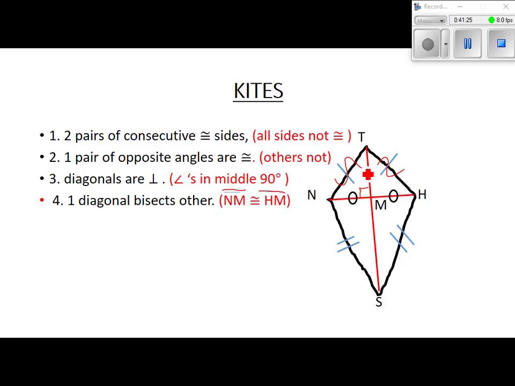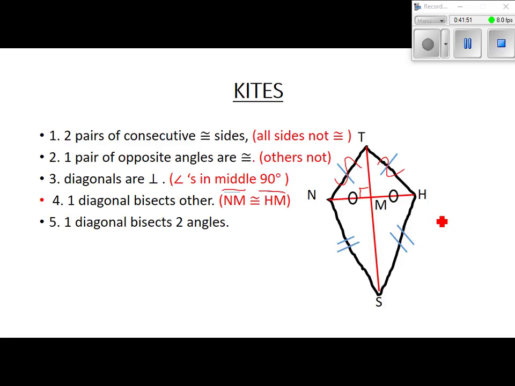How about this other diagonal? Is it being bisected? When I look at this, is this part the same as this part? No. These two parts are the same. These two aren't. So can it be any of these other shapes over here? No, because the diagonals in all those bisected both of them, right? So we know it can't be there.